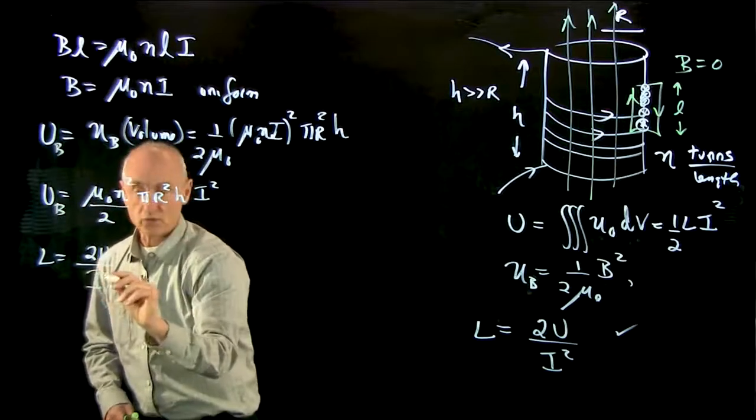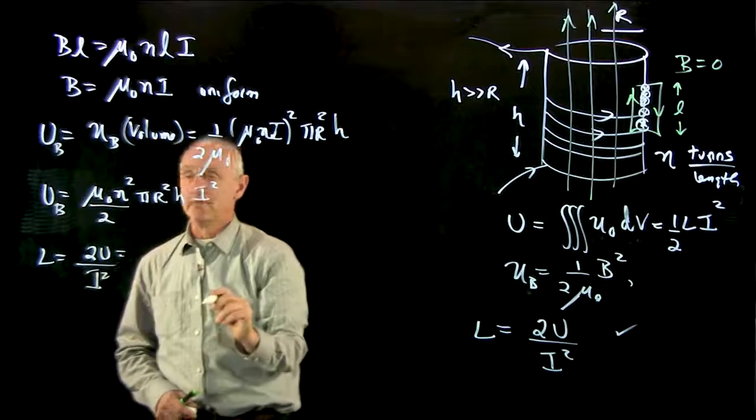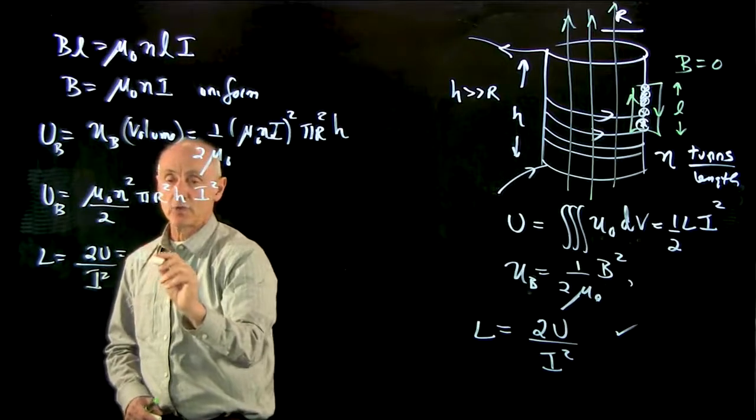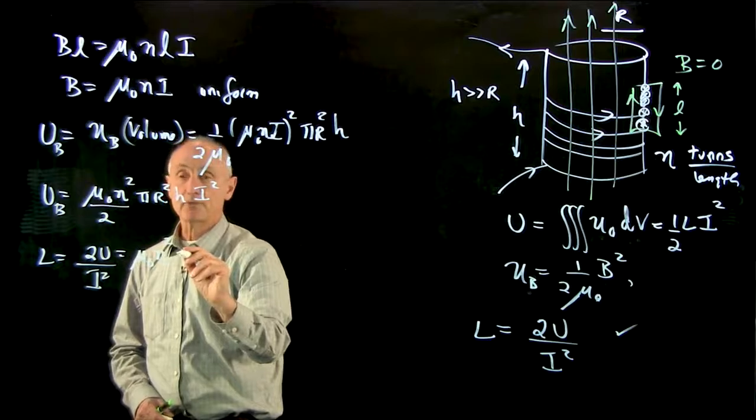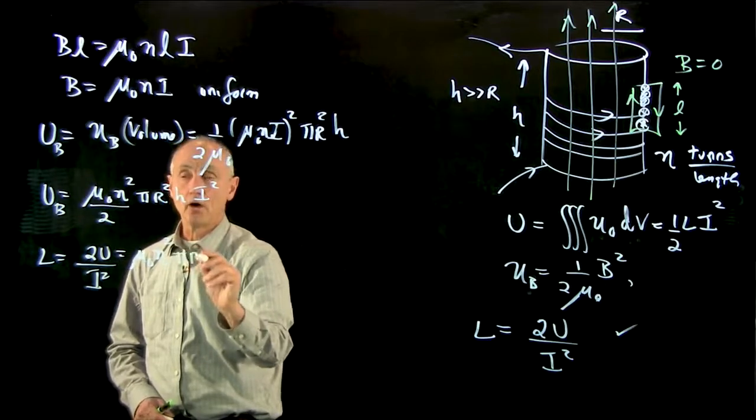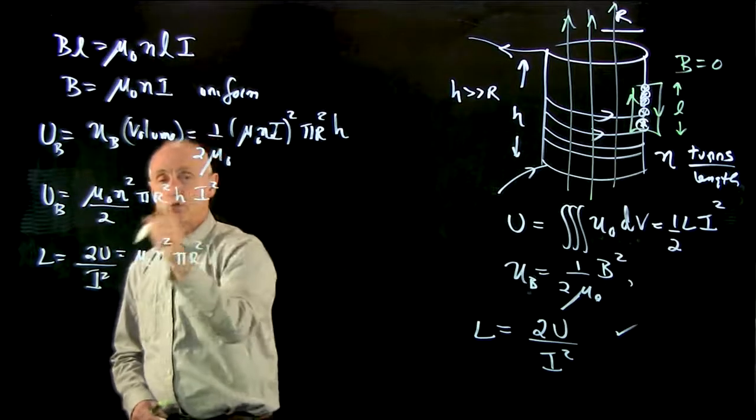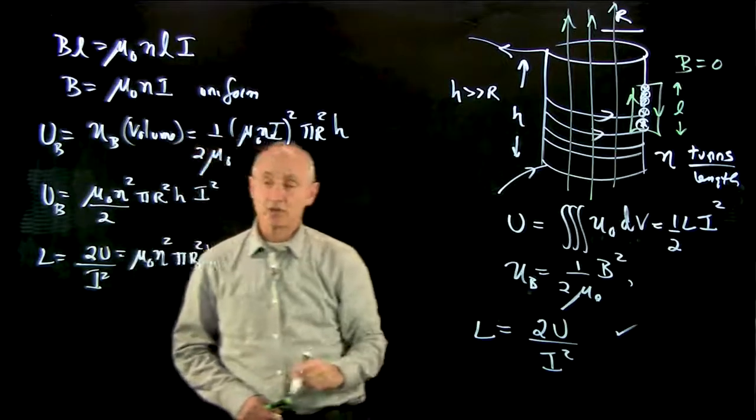And now we're looking for the self-inductance, which is 2 times U, the energy stored magnetically, over I squared. And we just have now made that calculation. So we get mu naught little n squared times pi r squared h. The 2's and the I's squared cancel.